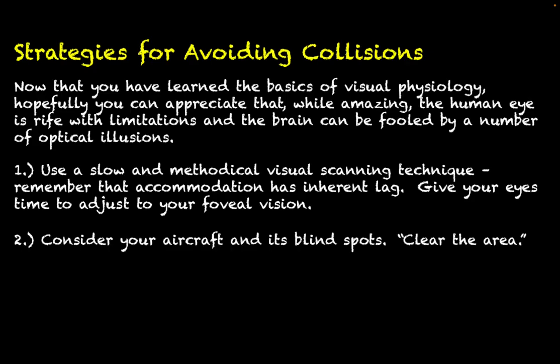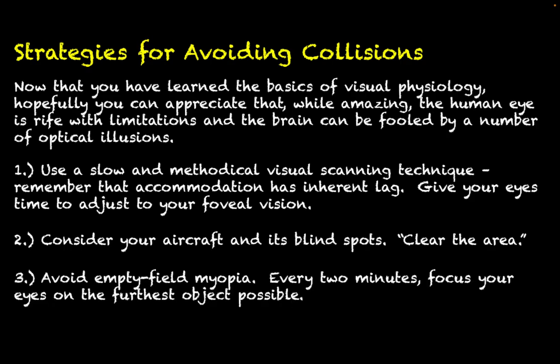Consider your aircraft and its blind spots. So your textbook talks about the concept of clearing the area, to maybe adjust your bank angle just a little bit to move those wings around just to make sure that you can see everything and clear some space for your aircraft to make sure that you're getting a clear view of everything that is around you.